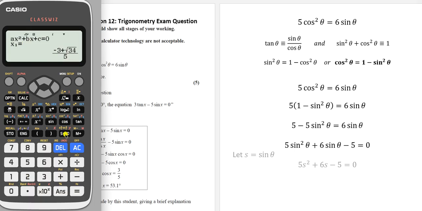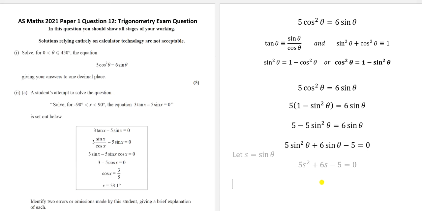Now, this looks a bit messy, but if you press SD, you can see that it is, in fact, a decimal value that is somewhere between -1 and 1, which is encouraging. And if we press equals one more time, we get another value. This one is not between -1 and 1. That's fine. It's not a big problem for us, but it's worth noting that one of our solutions, -3 plus root 34 over 5, is the kind of value we might expect sine theta to take, whereas the other one, -3 minus root 34 over 5, is not.